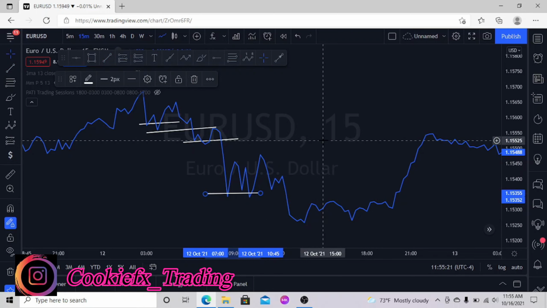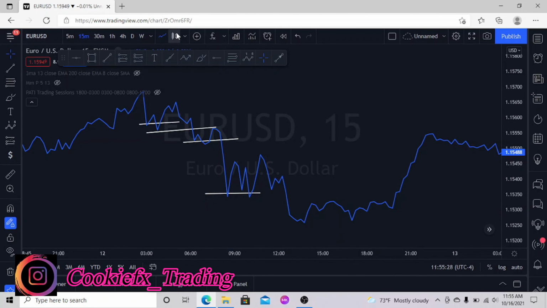But with that being said, I hope you guys enjoy this part 2 of the understanding market structure. I hope you guys get a better understanding of identifying market structure.